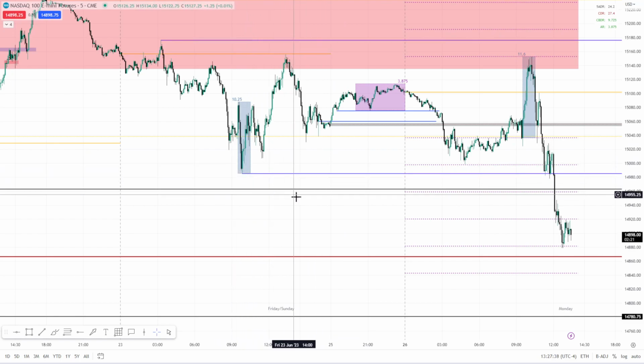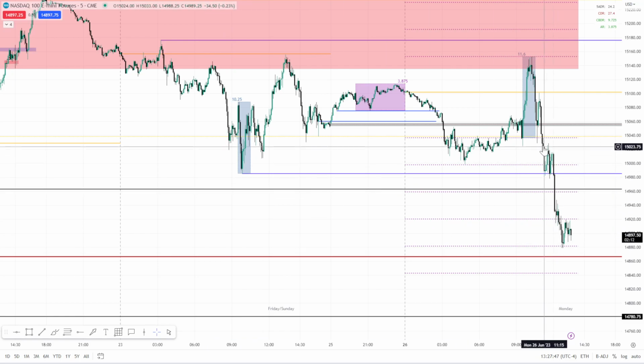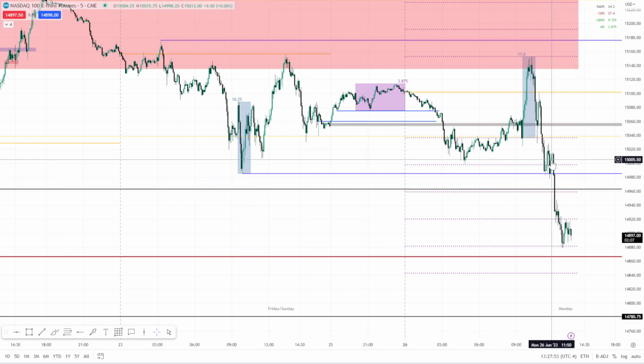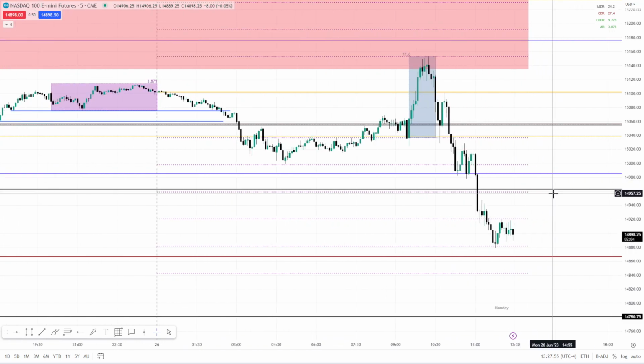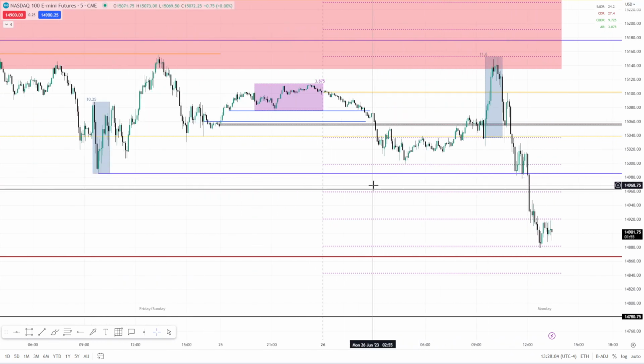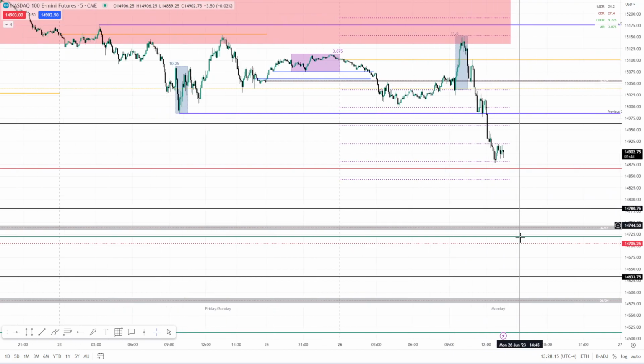So looking at the big picture like that should allow for patience, even if you missed this. And then what's placed along with this mitigation block: fair value gap, order block. So a previous low, all the confluence for if price returns to here, I'm going to get short, and I would expect to see some decent movement lower out of this area.